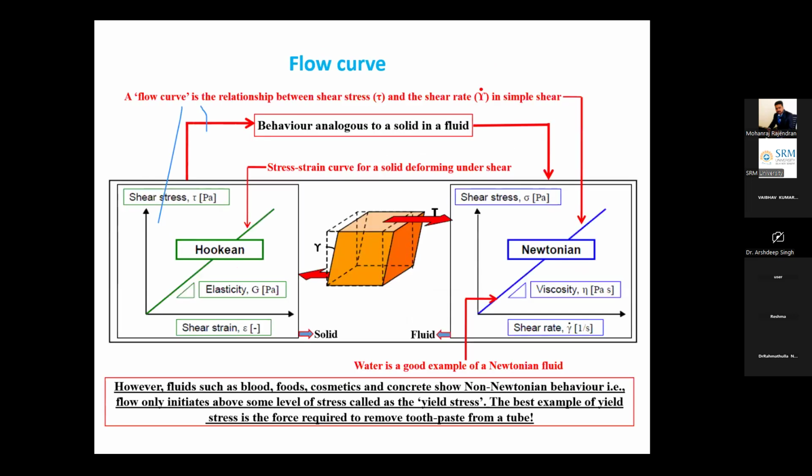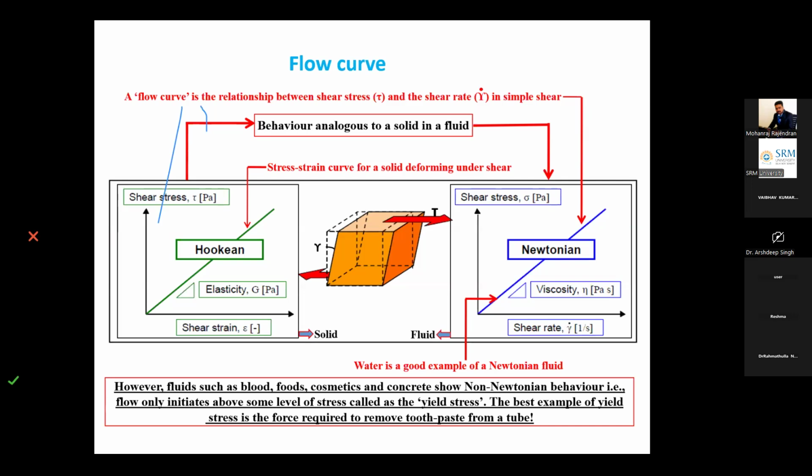From this figure, on the left hand side, for a solid material, the shear stress and shear strain behavior is linear and obeys Hooke's law, and the slope gives us the elasticity. On the right hand side, for a fluid material, the relationship is between shear stress and shear rate, because the velocity gradient has come into the picture. The rate of change of shear comes into the picture for each internal fluid lamina. So the slope of this relation tells us the viscosity, just like in the solid case we get the elasticity of the material.